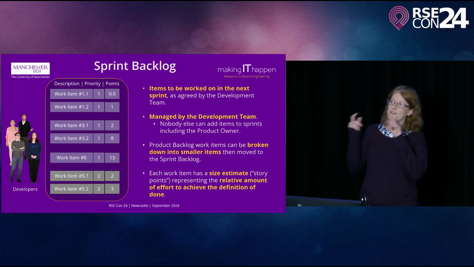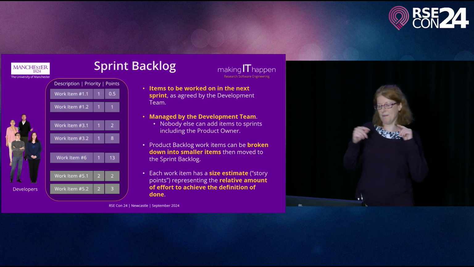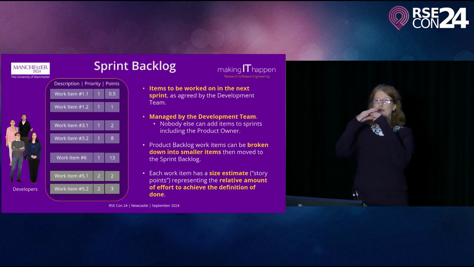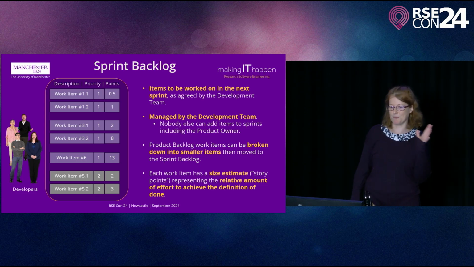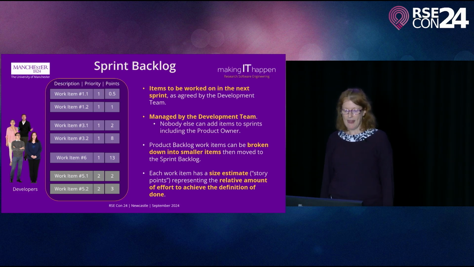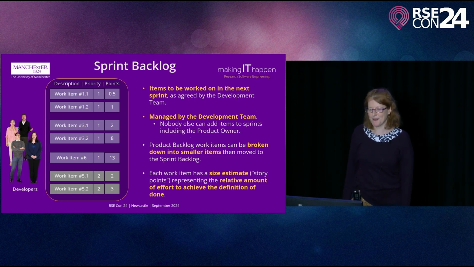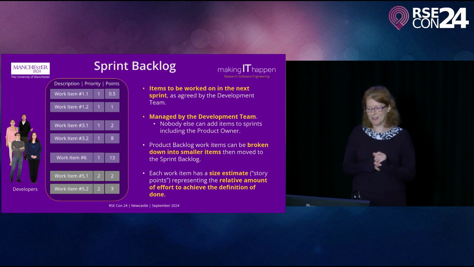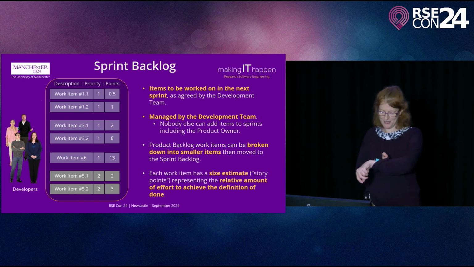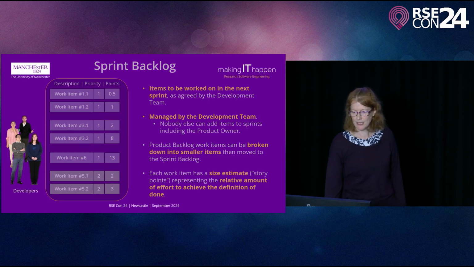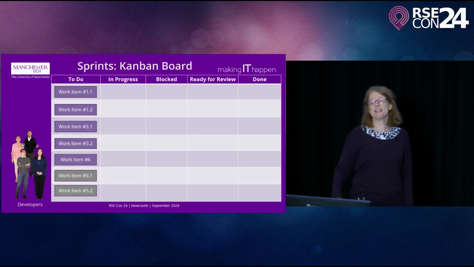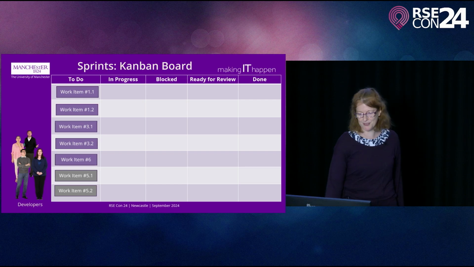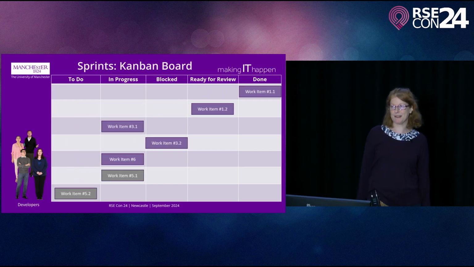So when I said it's kind of a subset of the product backlog, it may have more items in it that weren't in the product backlog, where we've broken down the task into smaller tasks that are manageable by the development team. Each work item has a size estimate, which we call story points, which we won't go into now, representing the relative amount of effort to achieve the definition of done. And then the sprint backlog, that's basically what goes typically into a Kanban board and then gets worked on during the sprint.